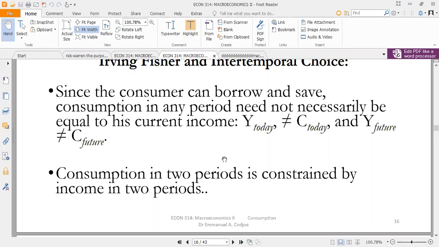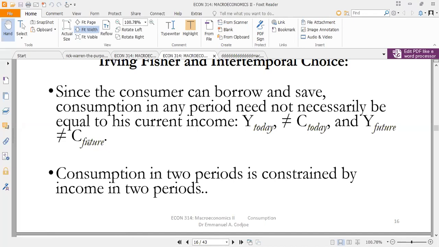So the consumption cannot be more than the income, and then your income cannot also be more than your consumption. You see, the difference between what I'm saying and what you see here is that this one, we are talking about the current or the specific period's consumption and income. If you are in the first period, your income doesn't necessarily have to be the same as your consumption. You can either save or borrow. When you get to the future too, the same thing, your income shouldn't have to be the same as your consumption.